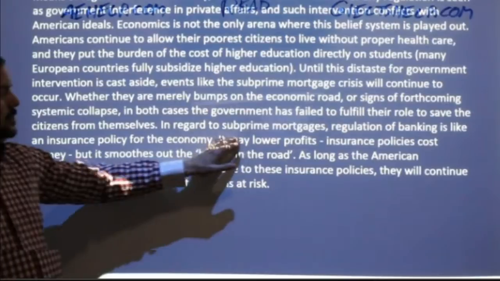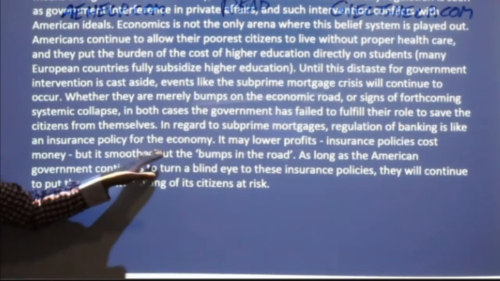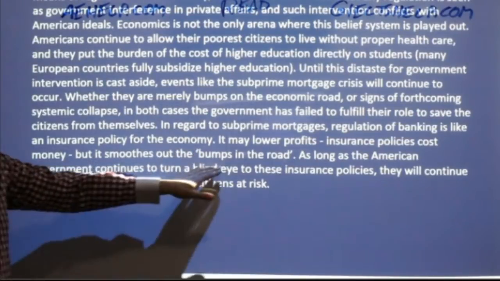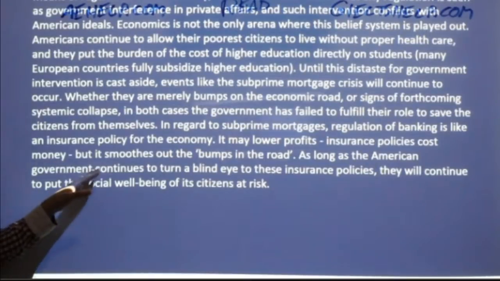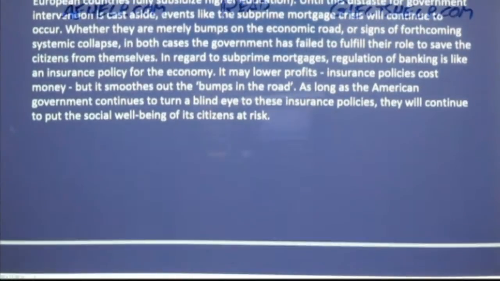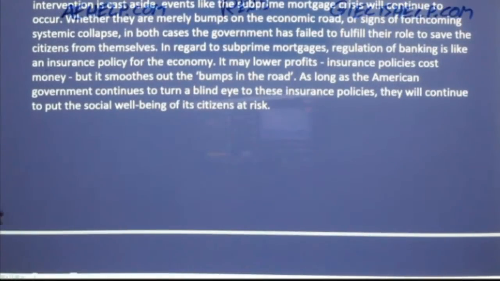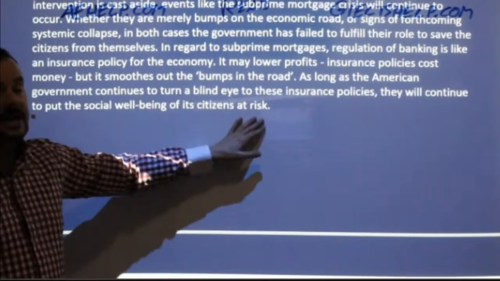In regard to subprime mortgages, regulation of banking is like an insurance policy for the economy. It may lower profits, insurance policies cost money, but it smooths out the bumps in the road. As long as the American government continues to turn a blind eye to these insurance policies, they will continue to put the social well-being of its citizens at risk.